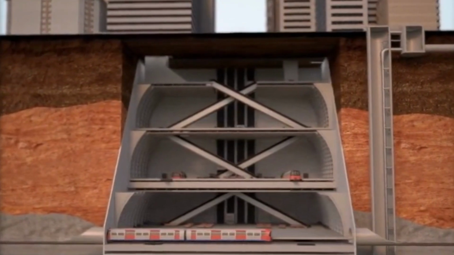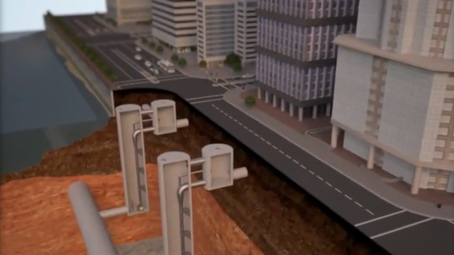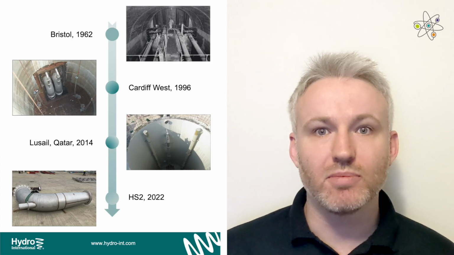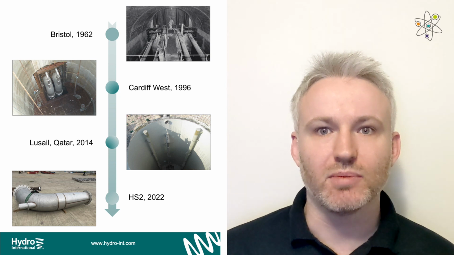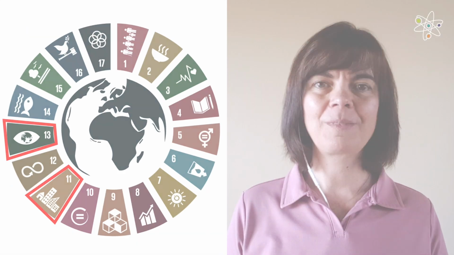The Hydrobrake Drop units installed for HS2 were the first along a rail network that will safely drop water beneath the track from the top of a rail cutting. Finally, I just want to say we are always open to new ideas and welcome the opportunity to apply Hydrobrake Drop to any untried sectors our customers can think of.